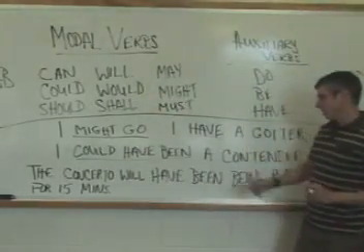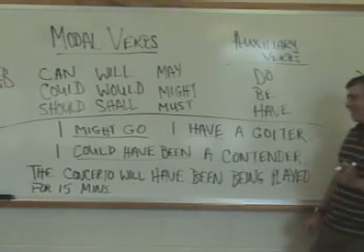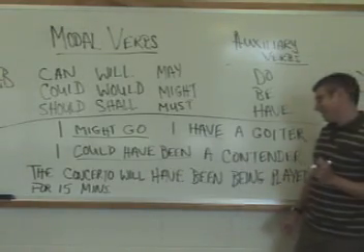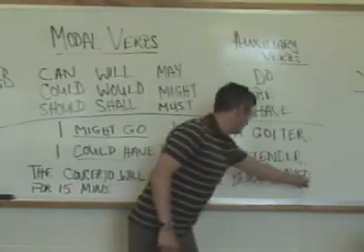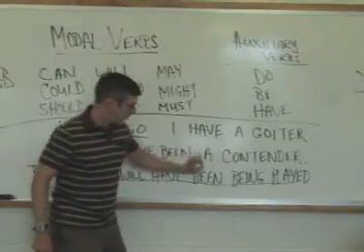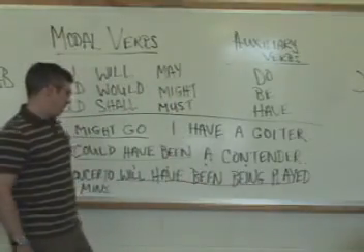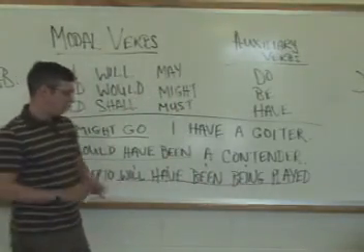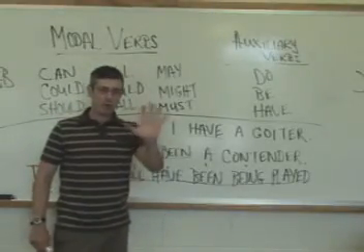Then what's going on is, you could say the concerto will have been being played for 15 minutes. Will have been being played, 5 words long: modal, auxiliary, auxiliary, auxiliary, main. Played, the main verb. The concerto will have been being played for 15 minutes. There's a 5-word verb for you.